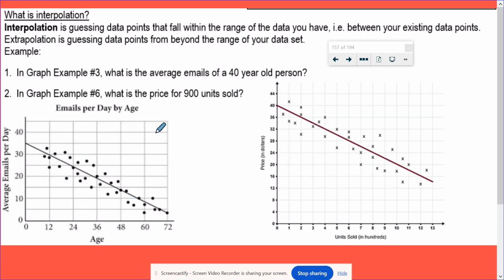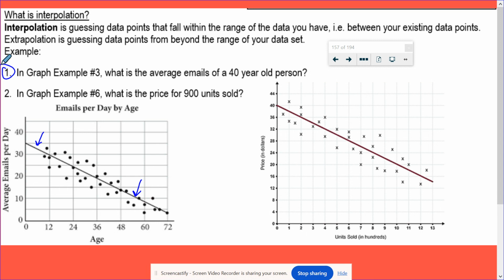Let's look at some predictions. So someone recorded the average emails per day of people that are 0, 12, 24, 36, 48, 60, and 72 years old. And this was the result they got. So they drew a line of best fit through the points to show the direction that the points are going. There is definitely a negative correlation between the average emails per day and how old someone is. So we can use that line of best fit to make some predictions.